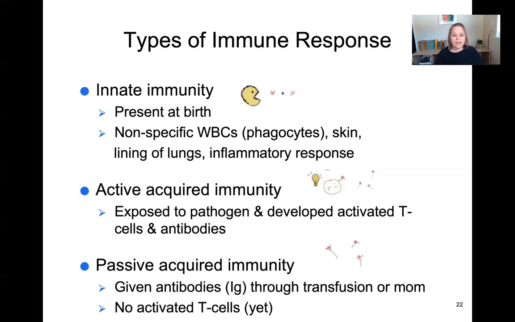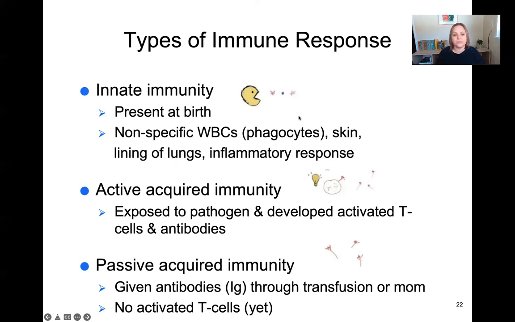And then you have your passive acquired immunity. So in passive acquired immunity, you're actually given antibodies. And so it hasn't activated your T cells yet, but you do have the antibodies floating around. So you've seen in COVID-19 that we're giving some patients monoclonal antibodies. So they don't have any activated T cells, but at least they're given some antibodies to float around and tag onto the COVID virus to get their immune system going faster.